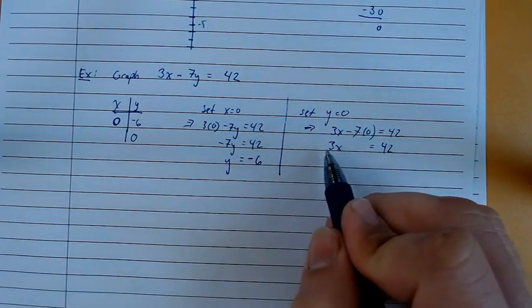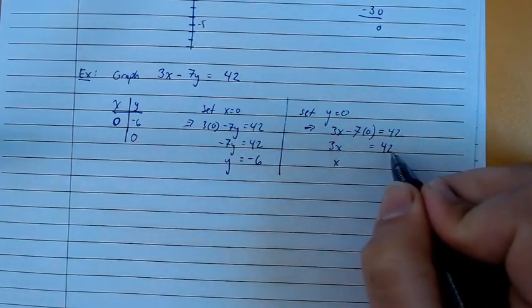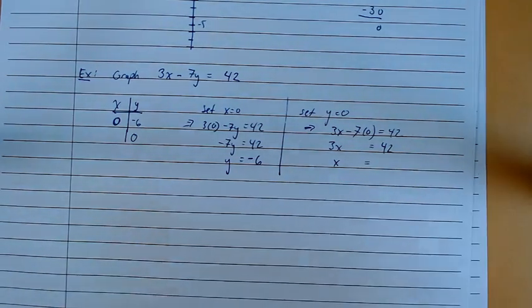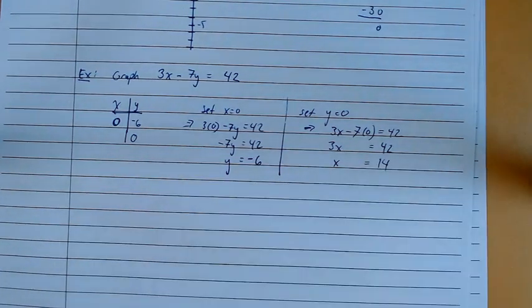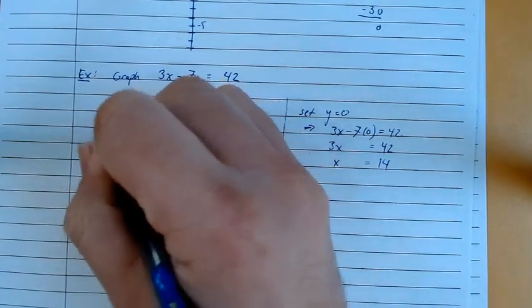And now, if I divide this by 3, that'll give me my x. But whatever I do to one side, I do to the other side. Dividing this by 3 will give me 14. So that's my other solution, 14 comma 0.